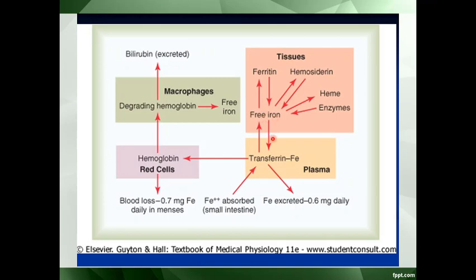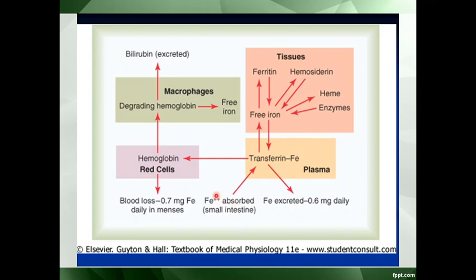Iron is transferred to transferrin, and transferrin transports iron through plasma, and iron is also excreted. Transferrin also provides iron to ferritin. Which iron does it provide to ferritin? That is the iron absorbed from the small intestine through the diet.